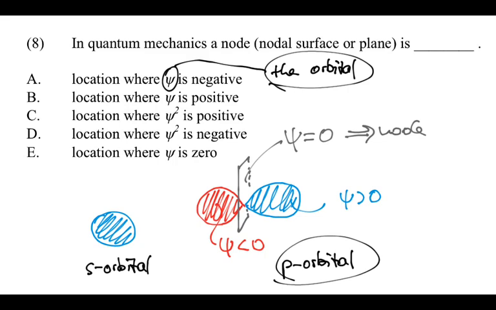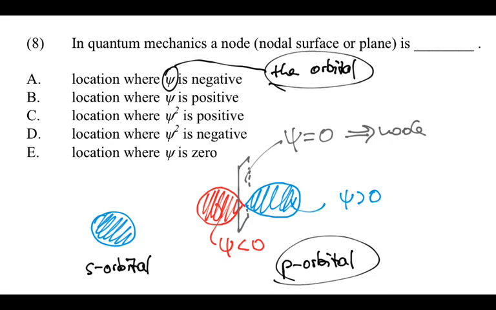I don't want to tell you now why. It has something to do with the curvature of the orbital, and it's essentially the kinetic energy, which is the second derivative of the wave function. Don't worry about that. If you ever take a quantum mechanics course, you'll learn about it. Any questions about this?